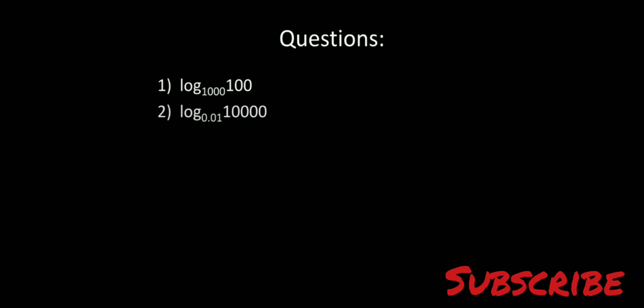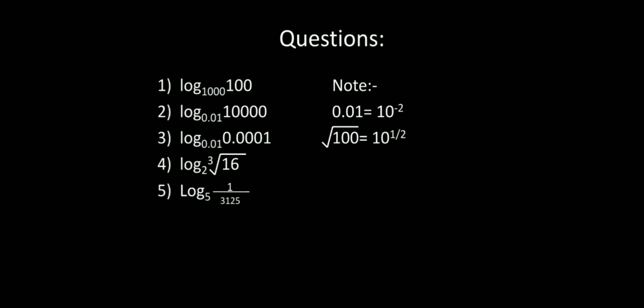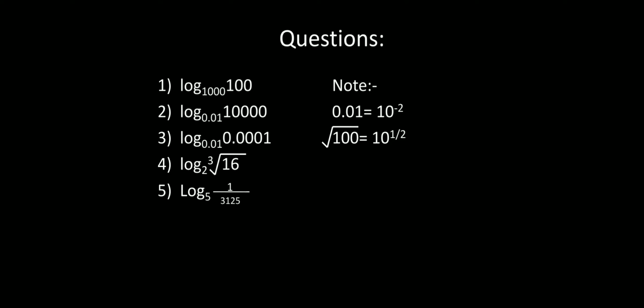Let us solve some questions to get attached with this logarithm. We have 5 questions with us, but note this one thing: 0.01 will not be written as 10 power 1 by 2, it will be written as 10 power minus 2, and root 100 will be written as 10 power 1 by 2. Many of you, including me, used to get confused while solving the question. That is why I put this note to your attention.